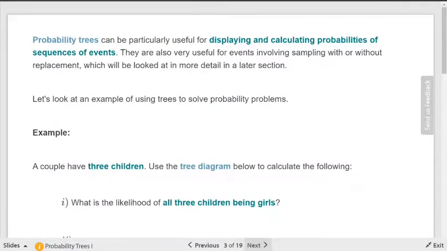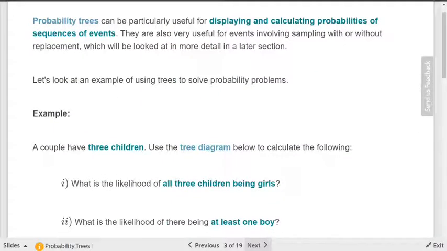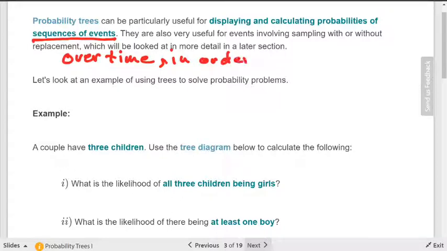Let's see what's next. Right? So probability trees are particularly useful for displaying and calculating probabilities of sequences of events. Right? So in other words, things that happen over time. Like you ran the first race, you ran the second race, you ran the third race. Okay? So sequences of events means that you're looking at things that are happening over time in sequence. Right? But particularly in sequence over time and in order. Okay?